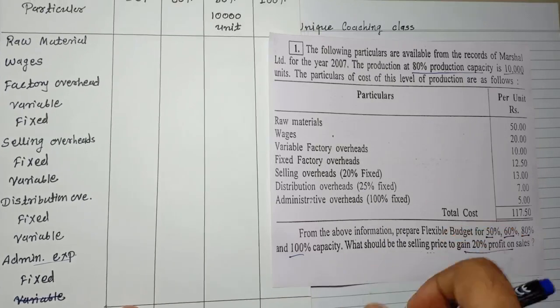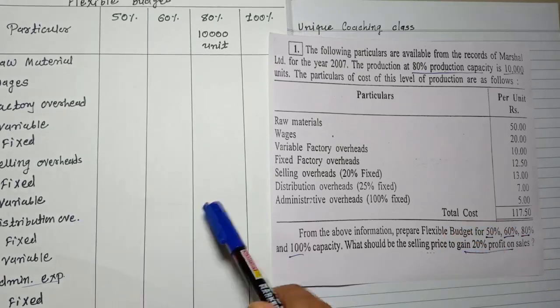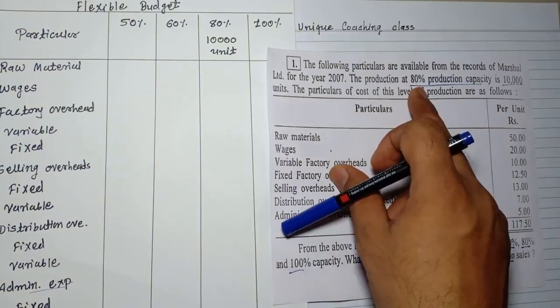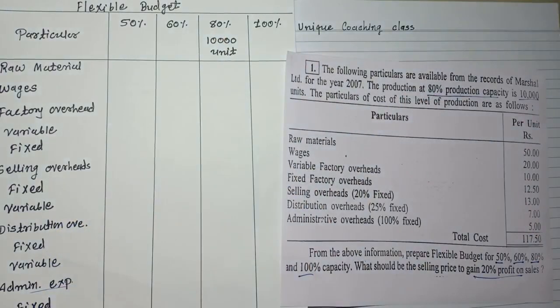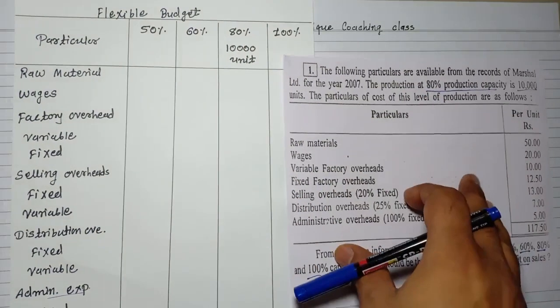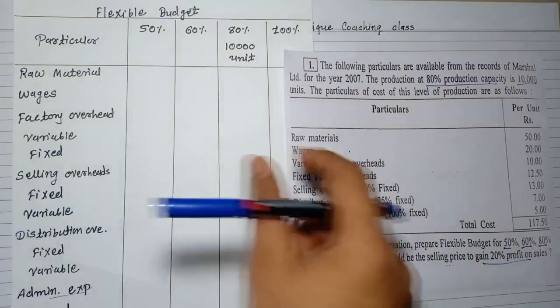Now let's prepare first of all, which one did I tell you? Which one will we prepare first? The one whose information is available. Okay, right now which level's information is available? That is 80%. So first of all we prepare this 80%. We prepare the one whose information is available. So let's start. First of all, raw material.